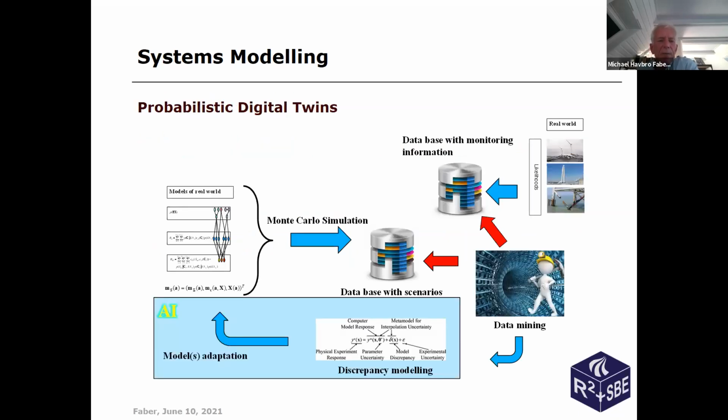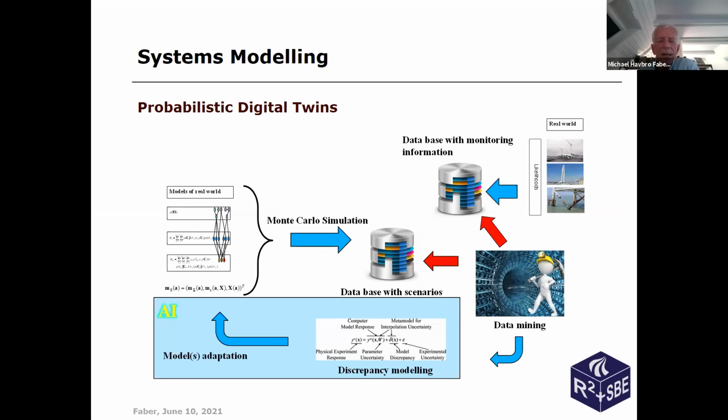Digital twins. Well, I would like to talk about the probabilistic digital twins. So if we have the model, as you see on the left-hand side, this is the starting point, the model that we can formulate based on experience. And in the upper right corner, we have the real world.